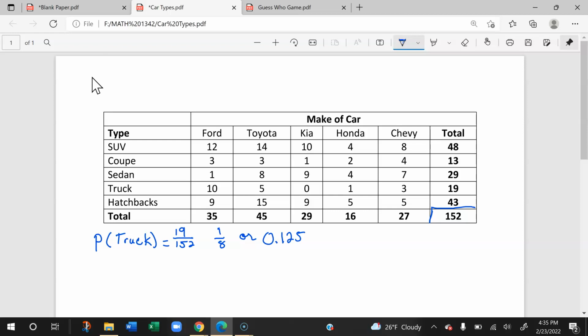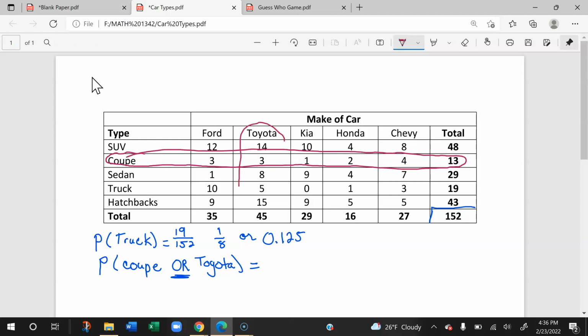Okay? Now, let's look at if I want the probability that the vehicle that I select is a coupe or it's a Toyota. So this or is going to be huge for us, okay? So or means that it can be either one of these. So I'm going to include all of my coupes, so all of this row here, because it can be any one of these, or it can be any one of these Toyotas.